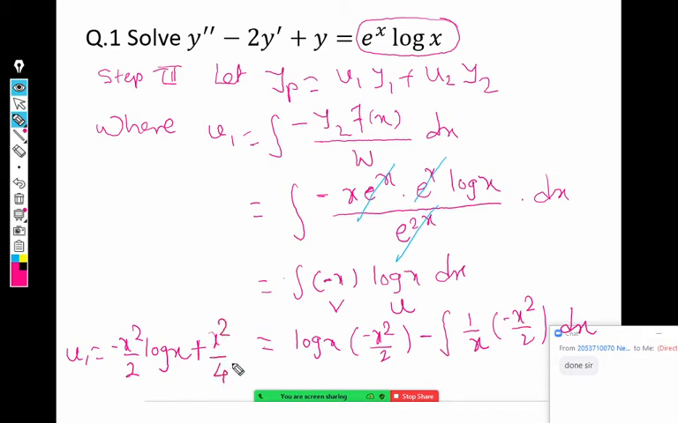So don't write the constant of integration. It is not that we are evaluating a separate integral. It is actually from the formula that we are finding this u1. Okay, so that's the end of u1. Now we have to find out u2 similarly. So you should remember this u1. At the end, we are going to replace y1 and y2: y1 is e raised to x, y2 is x e raised to x, and we are going to replace u1 and u2 that we are calculating here.